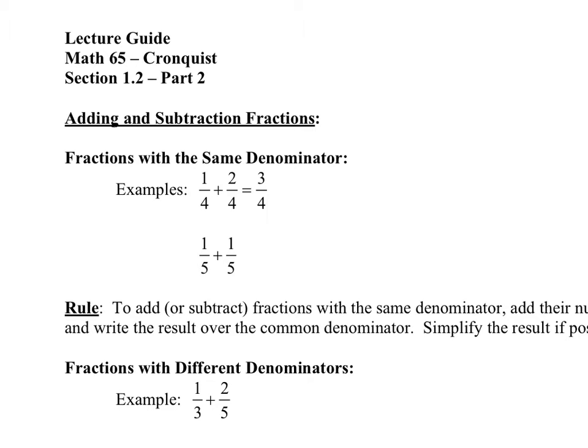Okay, so with the same denominator, it's really quite simple. You merely add the numerators and put it over the common denominator. So this is going to be 2 over 5, 1 plus 1.